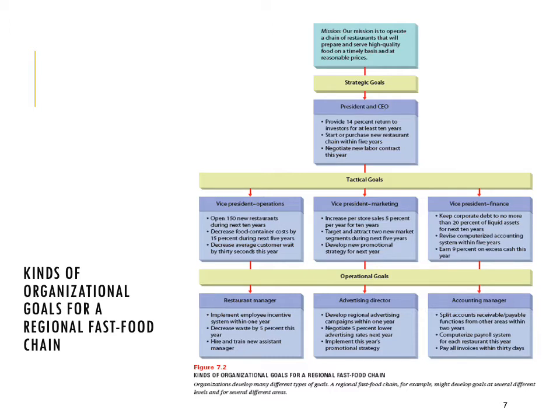Then the advertising director has a responsibility to develop a regional advertising campaign within 1 year, negotiate 5-year lower advertising rates next year, and implement this year's promotional strategy. And then the operational goals are also implemented for the accounting manager, who wants to split the accounts receivable or payable function from other areas within 2 years, then computerize the payroll system for each restaurant this year, and then pay all invoices within 30 days.